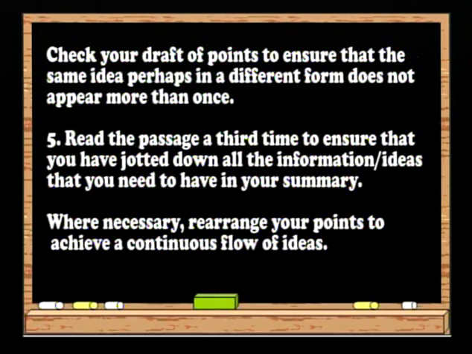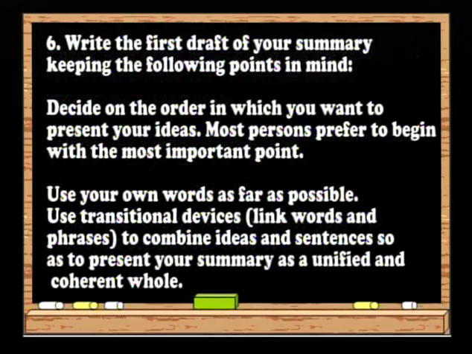Check your draft of points to ensure that the same idea, perhaps in a different form, does not appear more than once. Read the passage a third time to ensure that you have jotted all the information or ideas that you need to have in your summary. Where necessary, rearrange your points to achieve a continuous flow of ideas. Write the first draft of your summary, keeping the following points in mind.